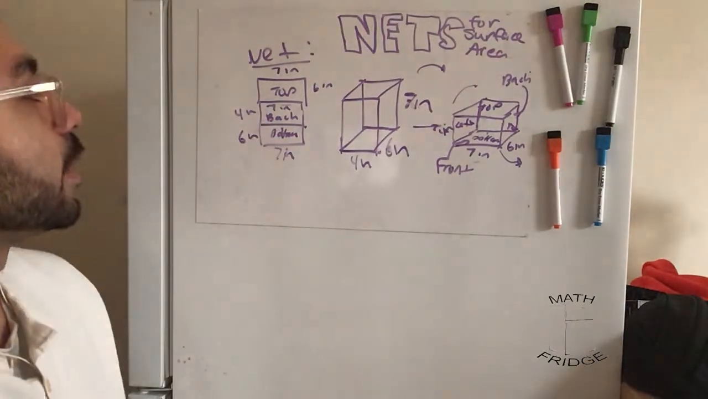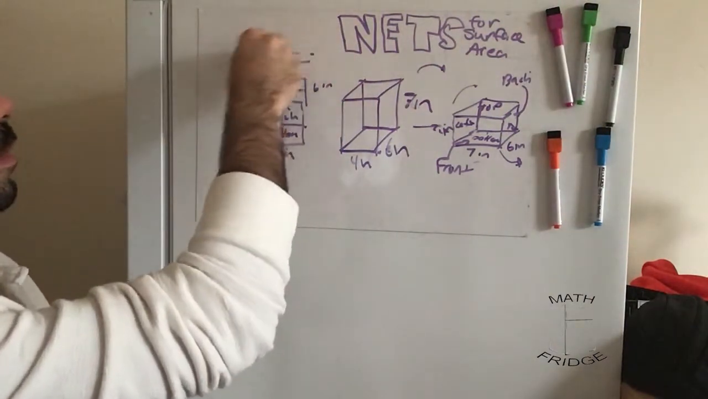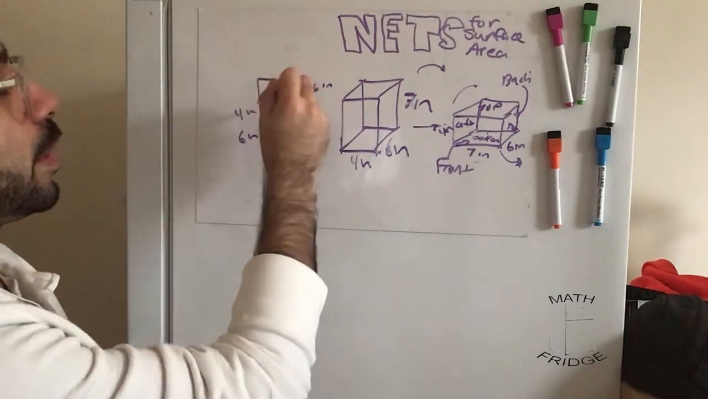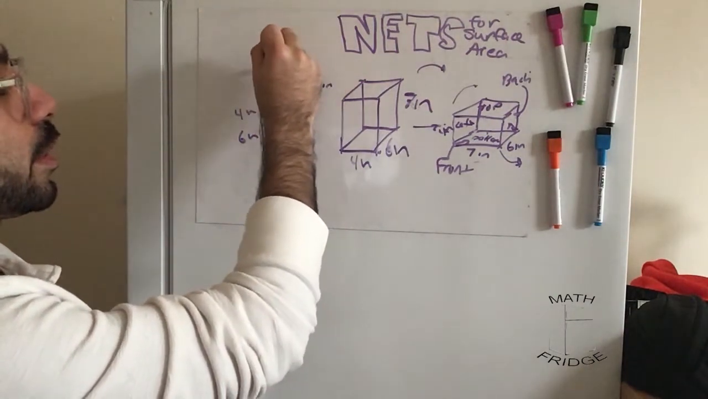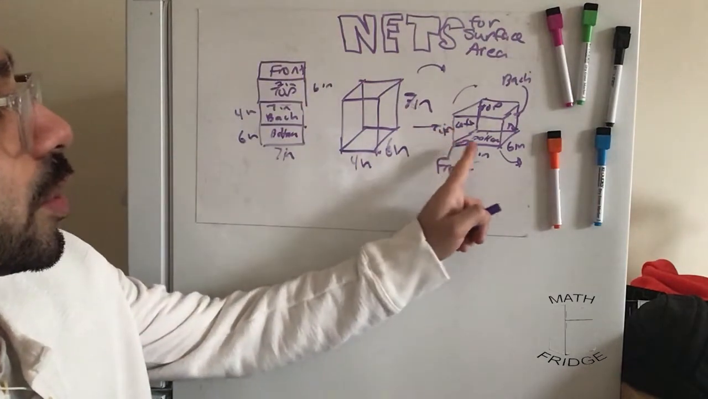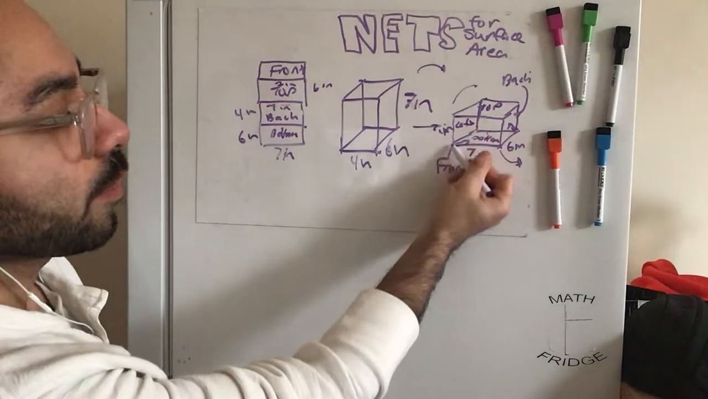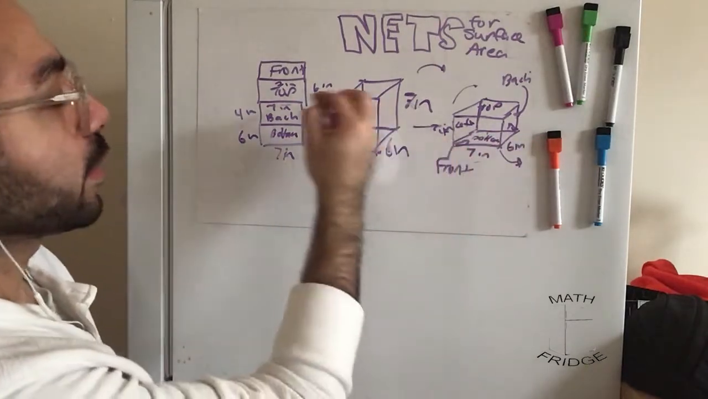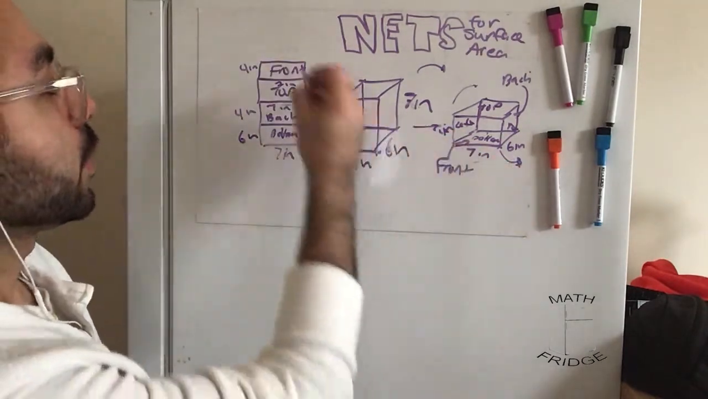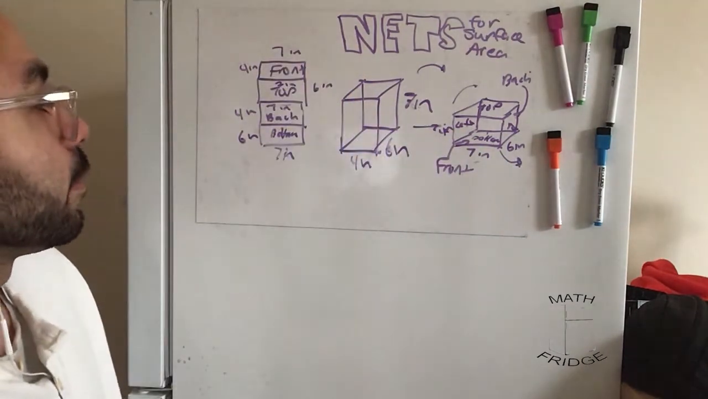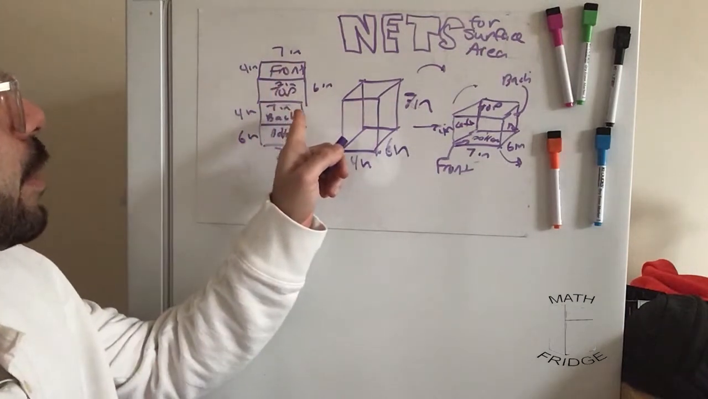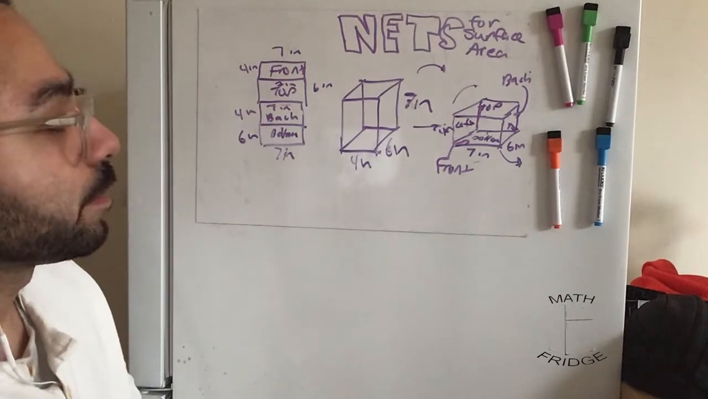So lastly, I'm going to erase this section right here, and rewrite 7 inches inside the box to make room. And then lastly, we have the front face. The front face is just right here, as we pointed out earlier. So it has a length going up this way of 4 inches and a width of 7 inches there. So the front and the back have the same area, and the top and the bottom have the same area.